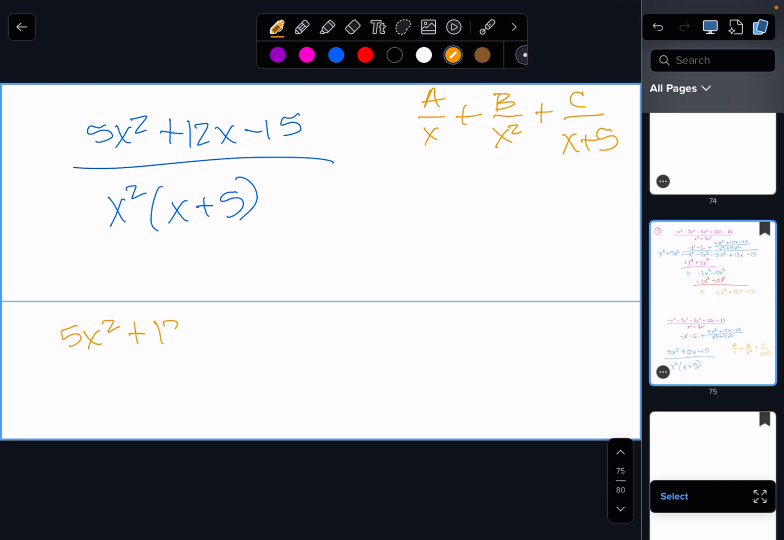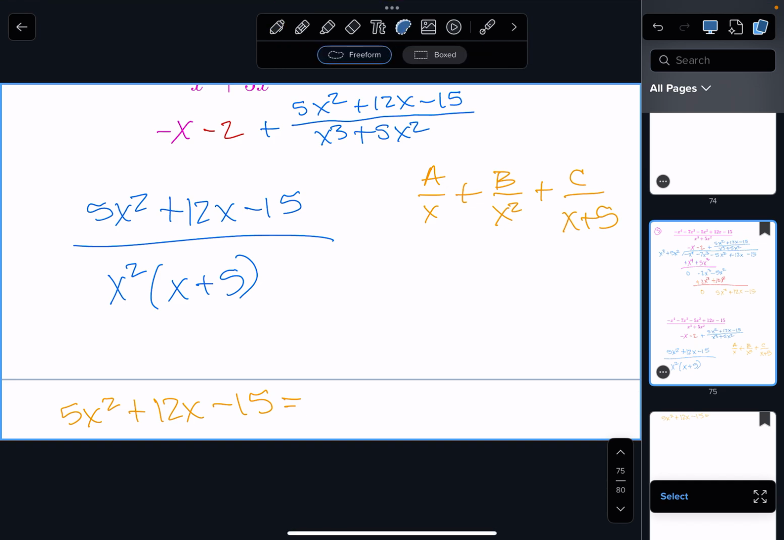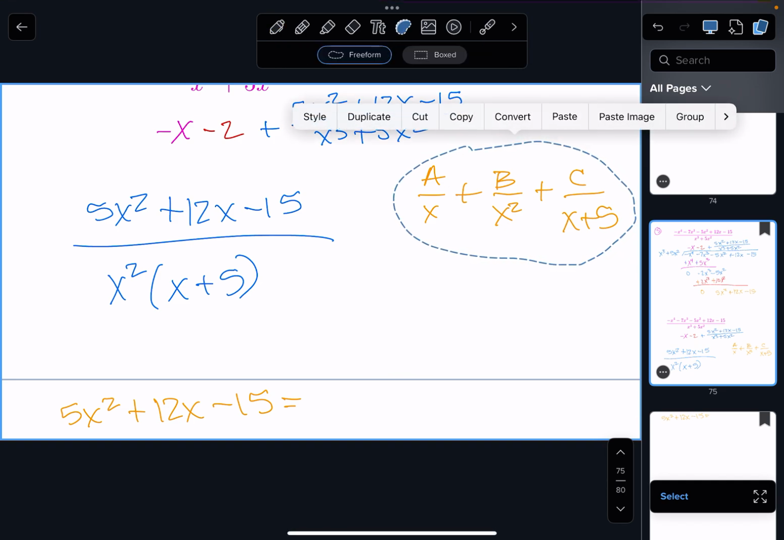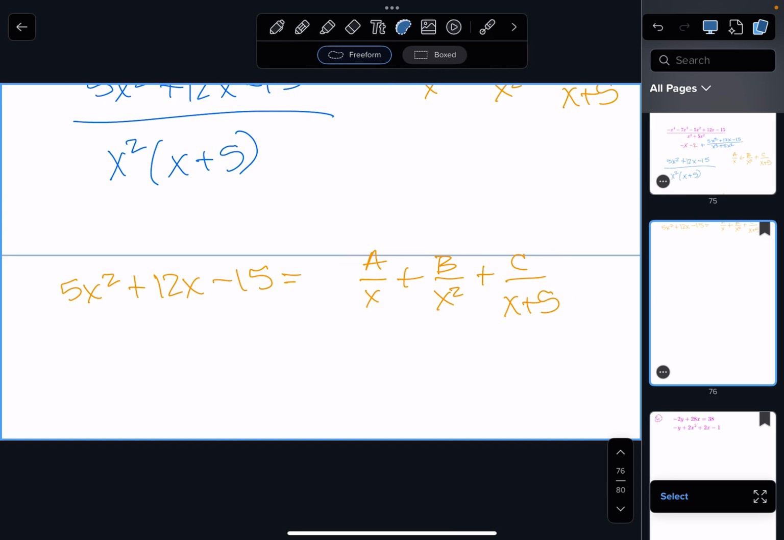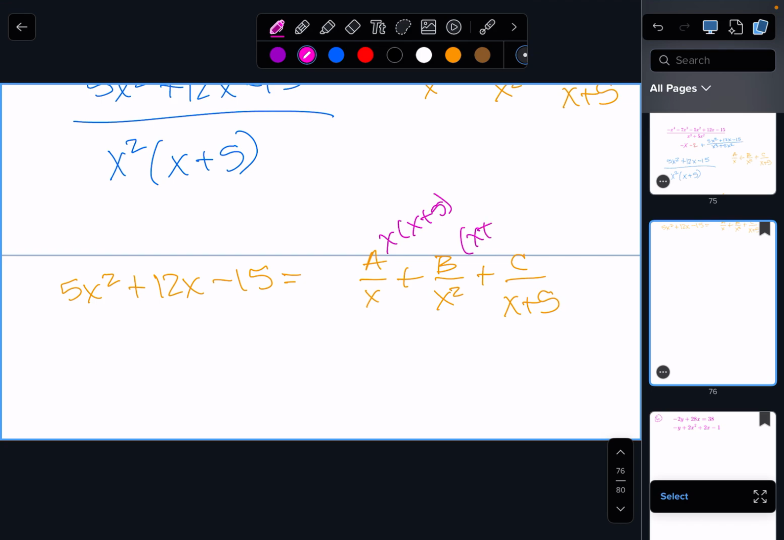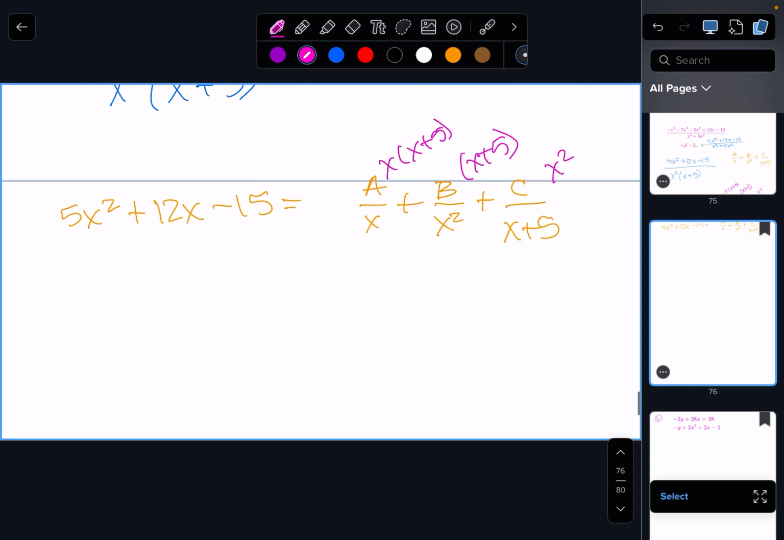5x squared plus 12x minus 15 equals. And I'm just going to bring that down actually. So this needs an x and an x plus 5. This needs an x plus 5, and this needs an x squared.